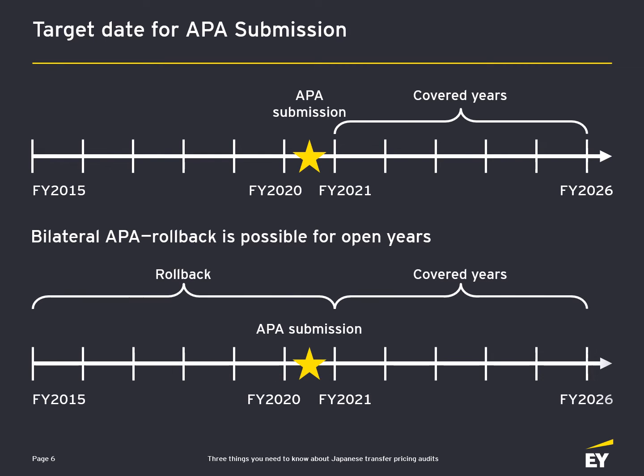A common question is whether it's possible to cover prior years to the application in a rollback. The answer is that in the case of unilateral APAs, a rollback is not permitted. For bilateral APAs, a rollback is possible for open years.